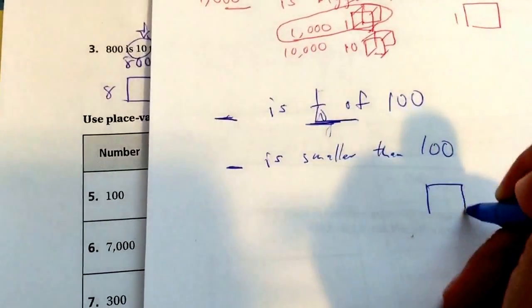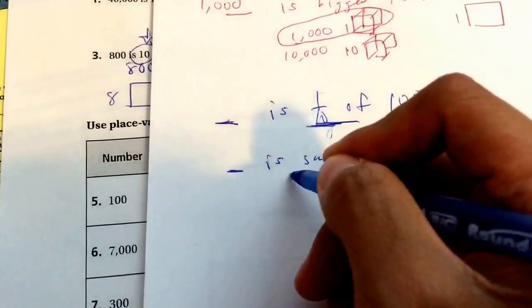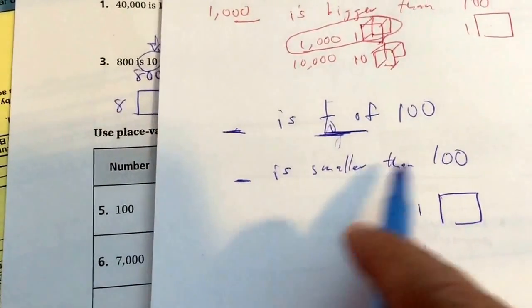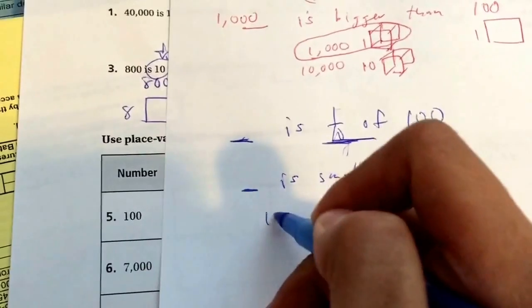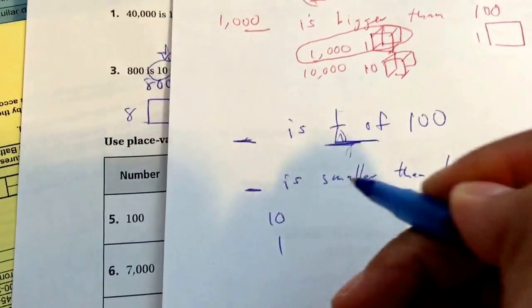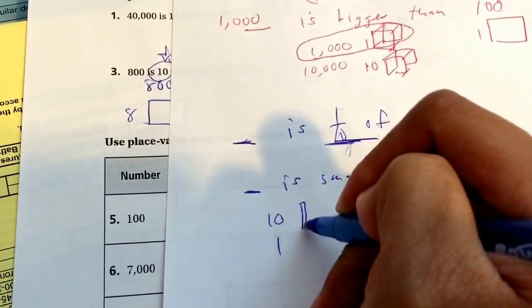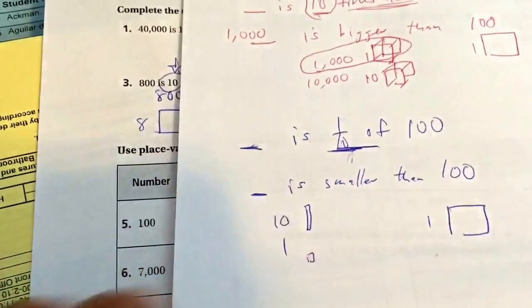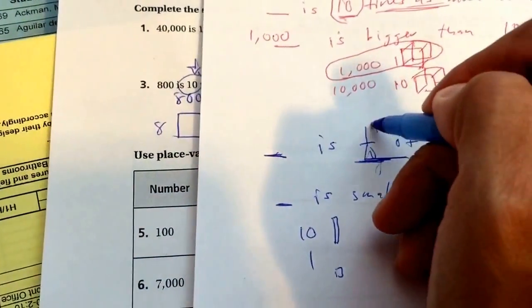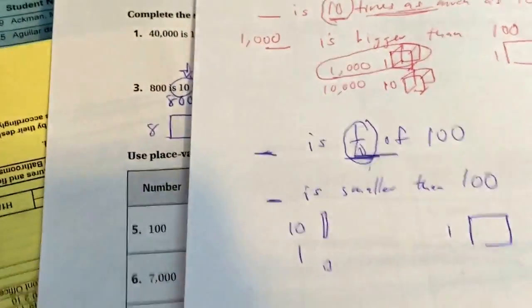100 looks like one of these. And what number is smaller than 100? Well, 10 is smaller than 100. 1 is smaller than 100. So the answer is either 1 rod or 1 small cube. Keep in mind we want 1/10 of, not 1/100.